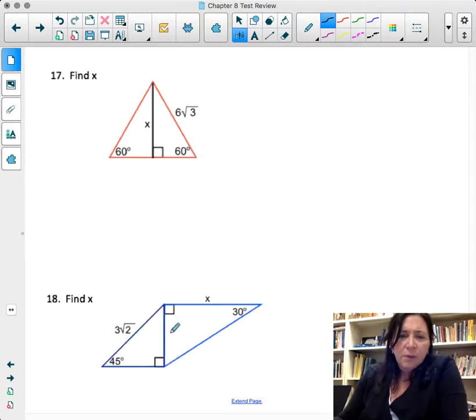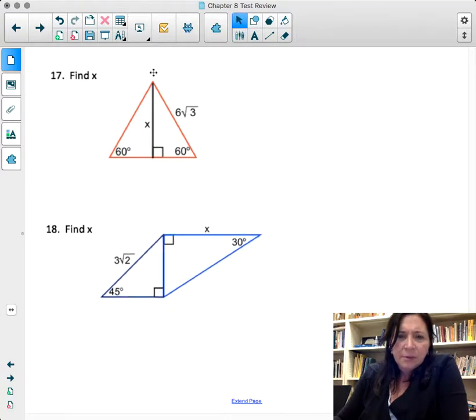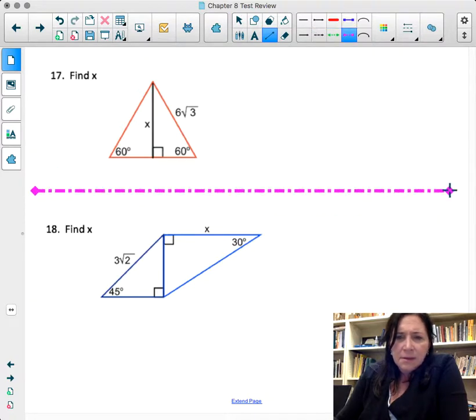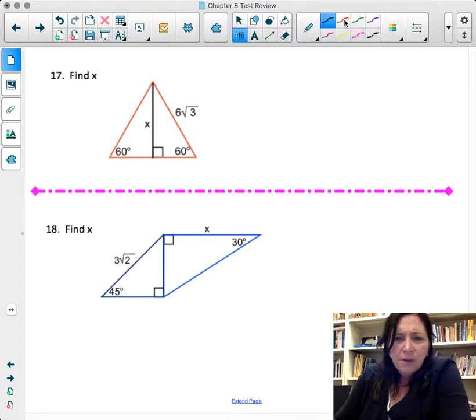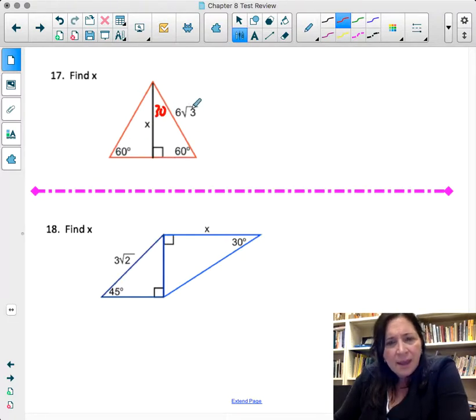Now for this one, let me move this up a little bit. Let's do this. And there we go. Okay, separate those a little bit. So our job is to find x. And what we know is that this is a 30, 60, 90. And across from the 90 is equal to 2a.